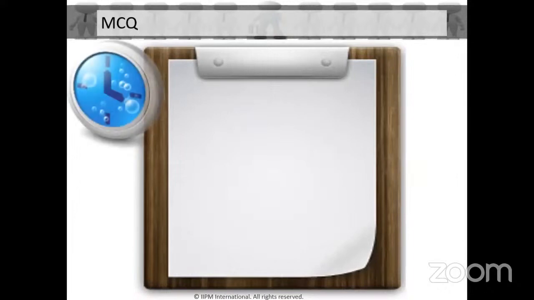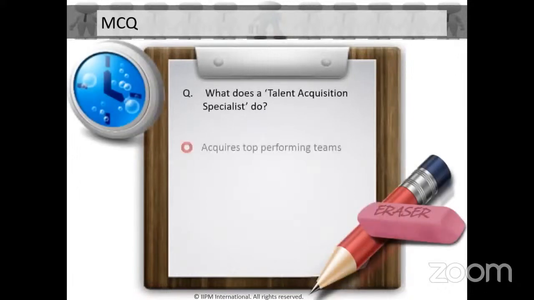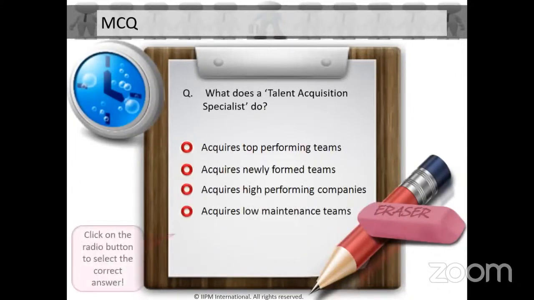So, time for my question, the last one for today. What does a talent acquisition specialist do? A, acquires top performing teams. B, acquires newly formed teams. C, acquires high performing companies. D, acquires low maintenance team. What is your answer?